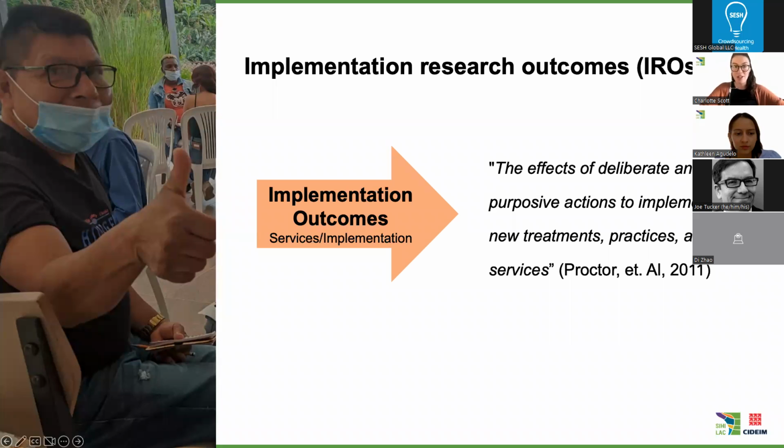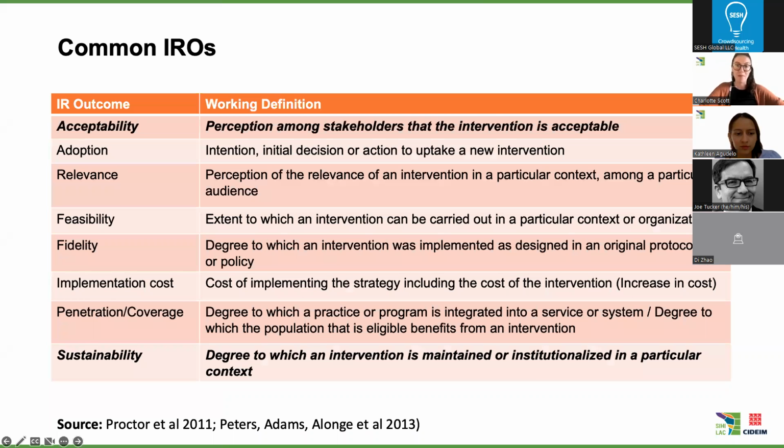Some common constructs that are used as implementation research outcomes are acceptability, adoption, appropriateness, feasibility, fidelity, implementation cost, penetration or coverage, and sustainability. So to look at a couple of these IROs in more detail, we'll first examine acceptability. So this is defined as the perception among stakeholders that the intervention is acceptable. It's related to the comfort of the stakeholders and whether they think the intervention is agreeable, whether they see any advantage to uptaking the intervention, or whether they see the intervention as credible.